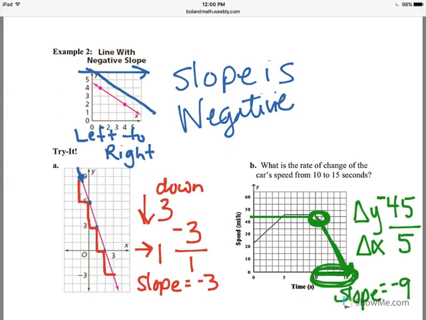Okay, this is the rate. The rate is that the car speed goes down by 9 miles per hour, per second. So the negative 9 is miles per hour in your graph.